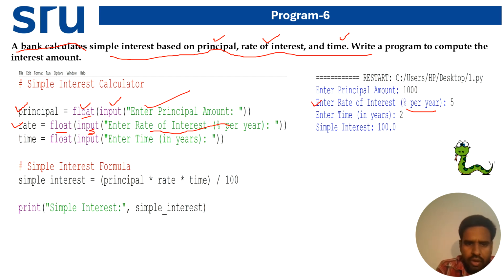Now after that we take time equal to float. Also for time we're taking a float. Suppose 5.2 years, that is 5 years 2 months, in years because it's written in years. So we're taking float.